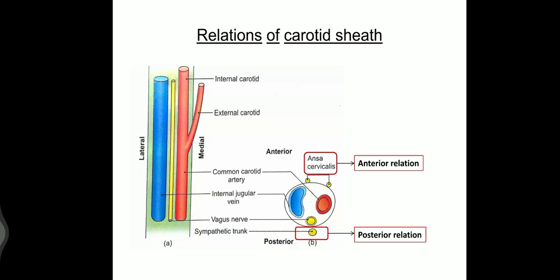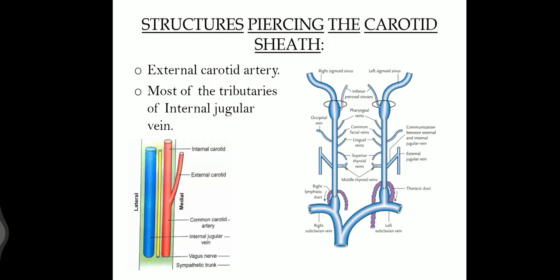This is another diagram showing the cross section of the carotid sheath and the relations and orientation of the vessels within it. Now, the structures piercing the carotid sheath. What are the structures that pierce the carotid sheath? The first, which we have already seen, is the external carotid artery, which pierces the carotid sheath and emerges out to supply the head and neck region.